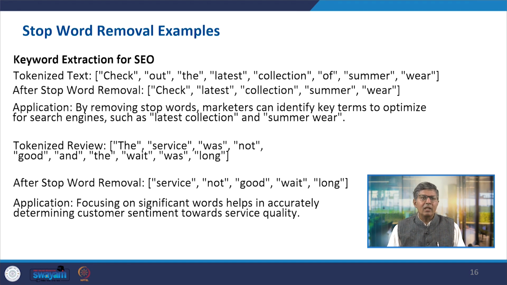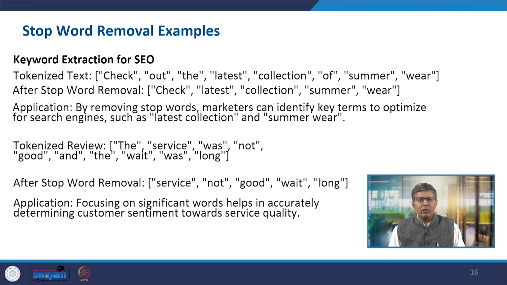Now for example, you see here, keyword extraction for search engine optimization. Tokenized text: check out the latest collection of summer wear, where all words have been separated, tokenized, right? And after the stop word removal, how does it look? Check is there, out is gone, the is gone, latest collection, of is gone, summer wear, right? So words which are not contributing are removed, right? By removing those stop words, marketers can identify the key terms to optimize for search engines, such as latest collection, summer wear.